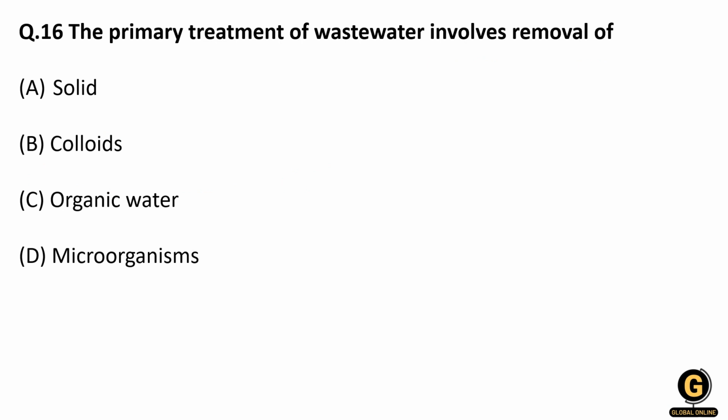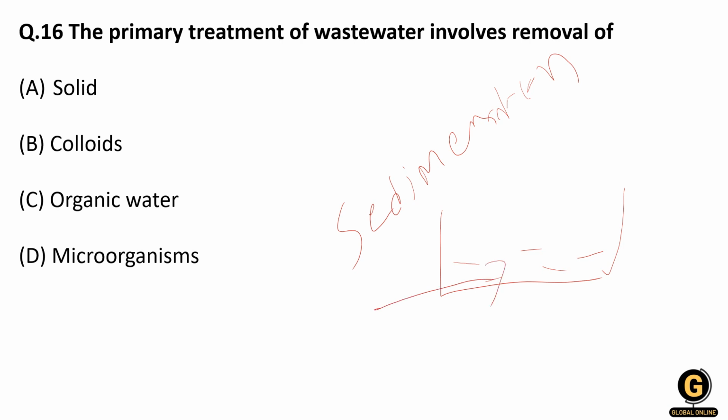Primary treatment of wastewater involves removal of what? So what happens in the primary treatment? The process is called sedimentation, and in this sedimentation the solids are collected at the bottom of the tank, right? The water is allowed to stand still for some time, and then the solids are collected. The second process in the primary treatment is skimming, where the floating impurities are removed. So the primary treatment involves sedimentation and skimming. So you have to remember it is to remove the solids, right?